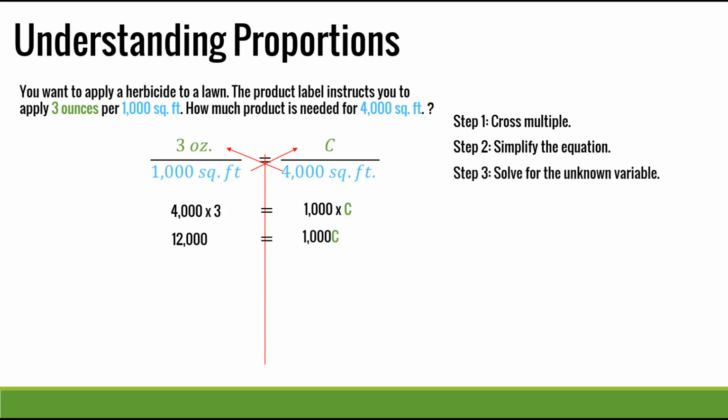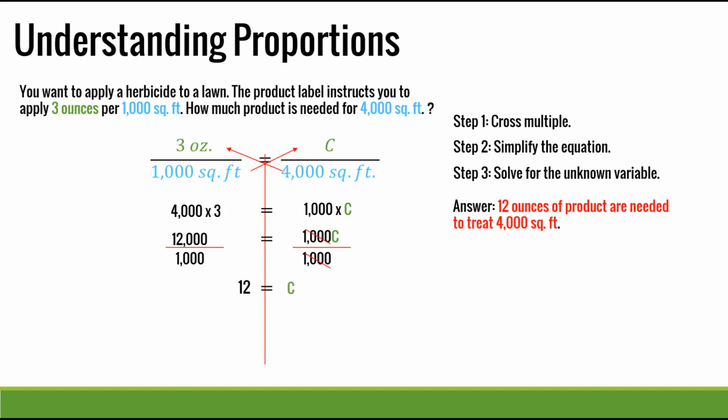The third and final step is to solve for the unknown variable, which is C. So to get C by itself, we have to divide by 1,000 to cross out those, and whatever we do to one side, we have to do to the other side. Divide by 1,000. So therefore, C equals 12. The answer is 12 ounces of product are needed to treat 4,000 square feet.